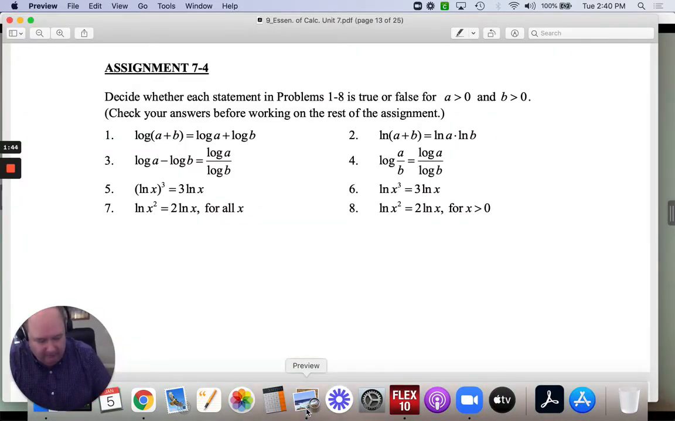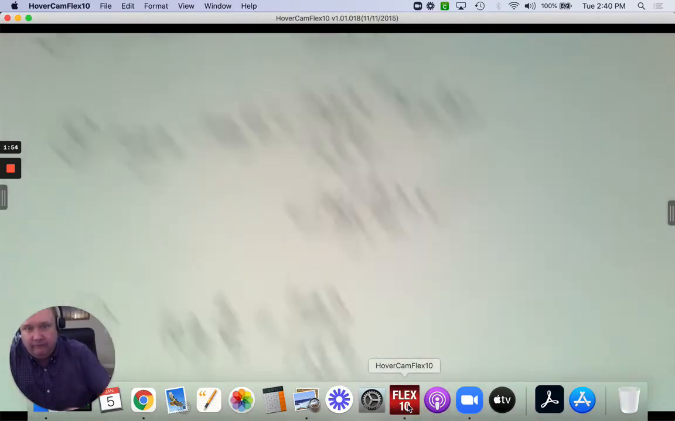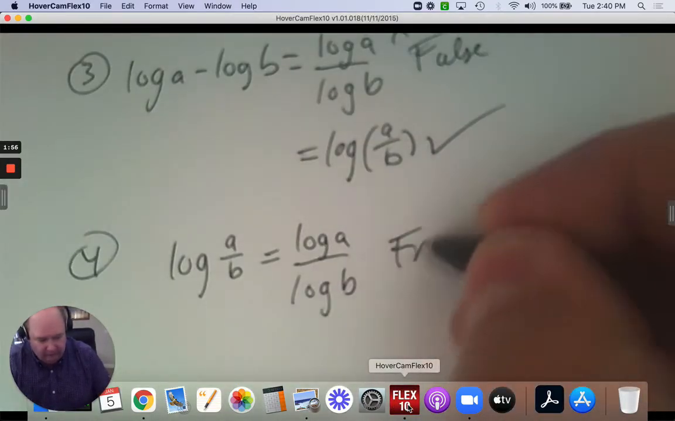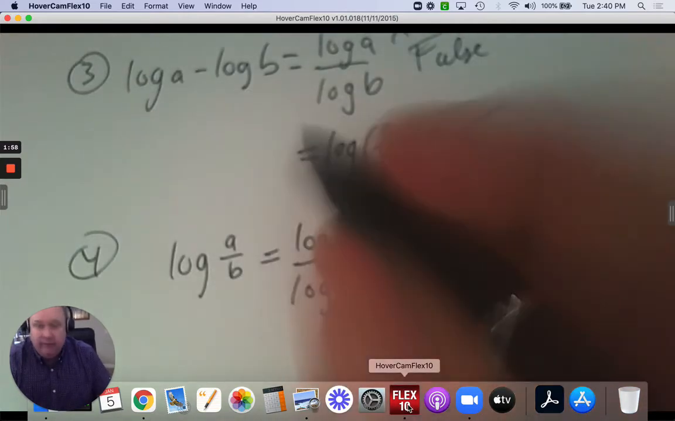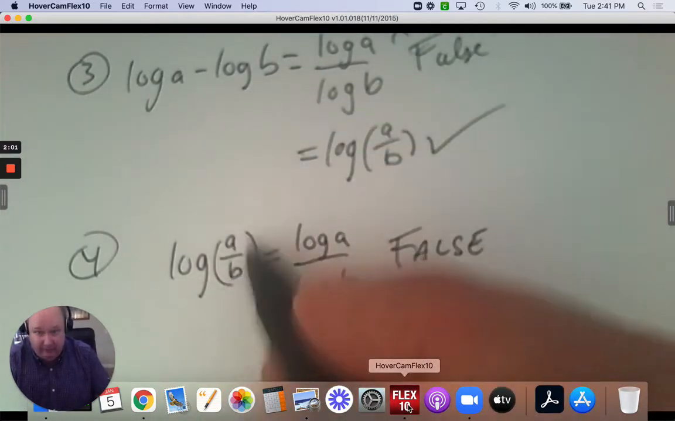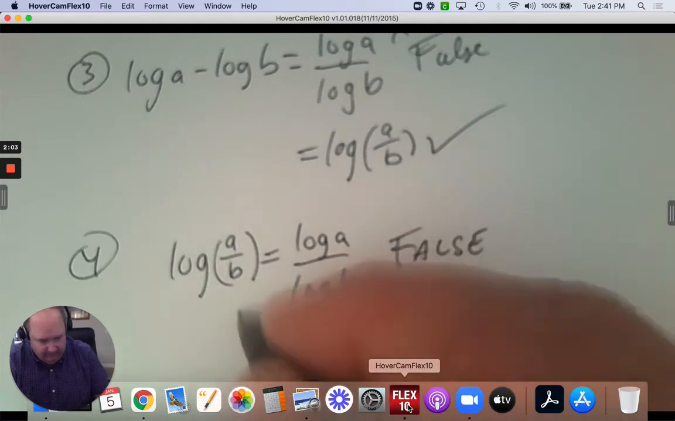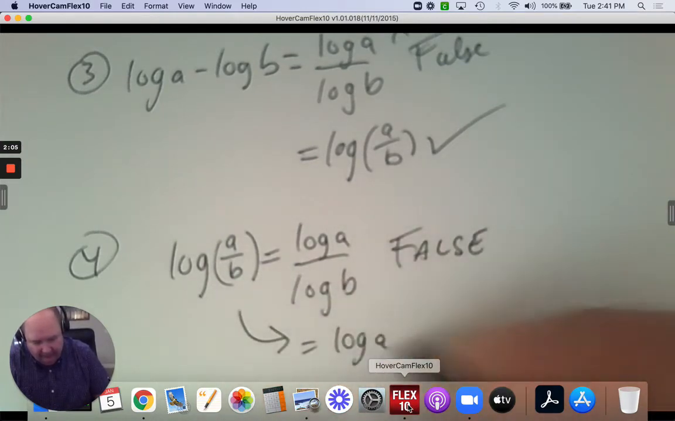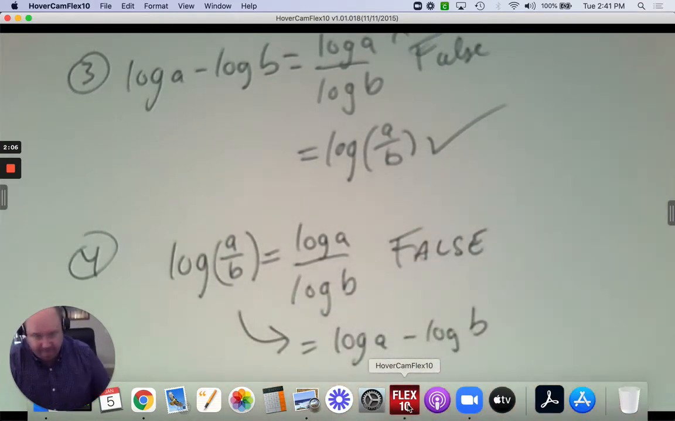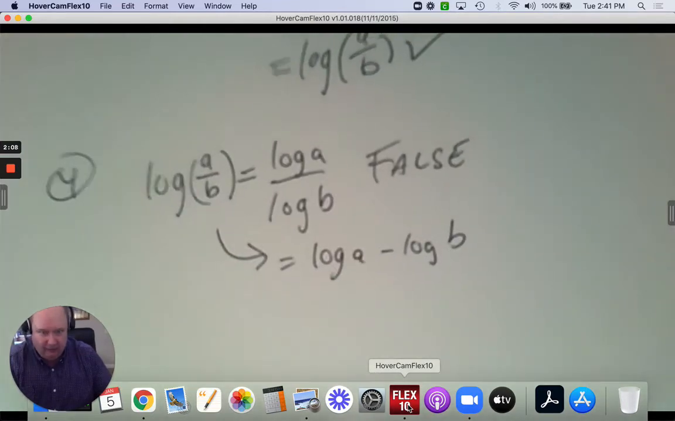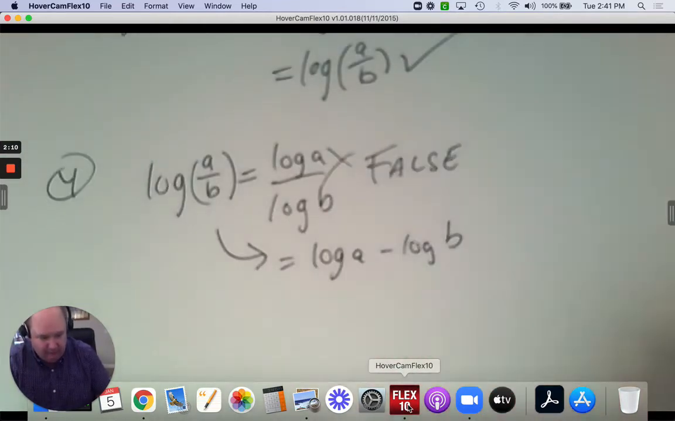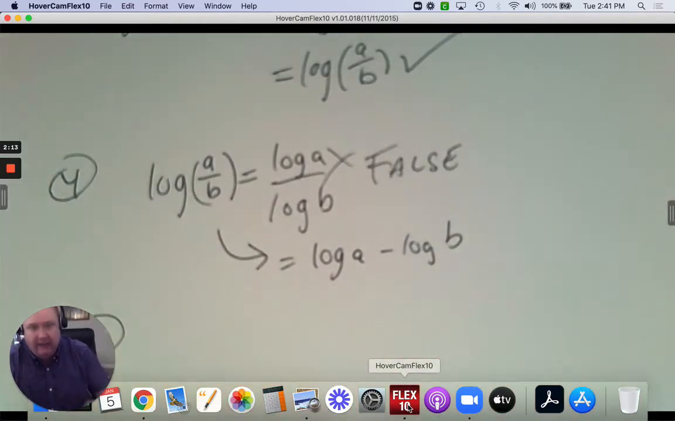Number four, log of A divided by B is equal to log A divided by log B. True or false? False. A divided by B is the quotient rule. This would be equal to log A minus log B. That is the correct one. That is incorrect. Boom.